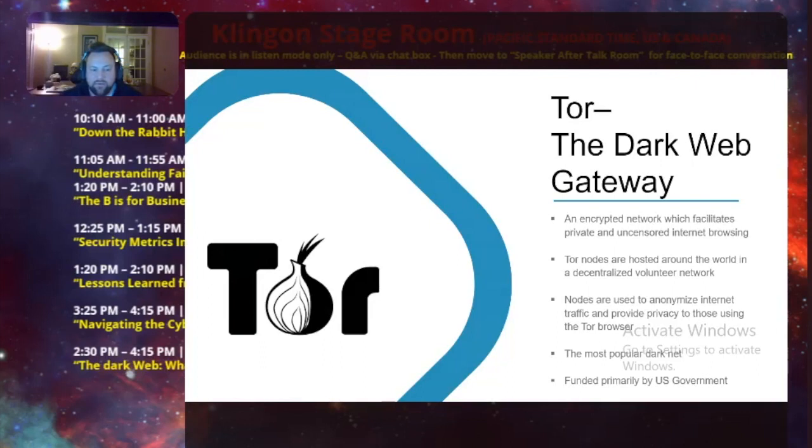And then finally, Tor was funded primarily by the U.S. government. I don't believe it is anymore. I would have to double check on that, but I'm pretty sure the funding stopped a year or two ago from the government. But it was created by and funded primarily by the U.S. government.